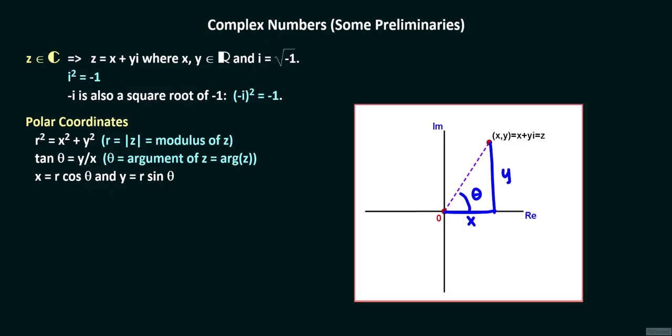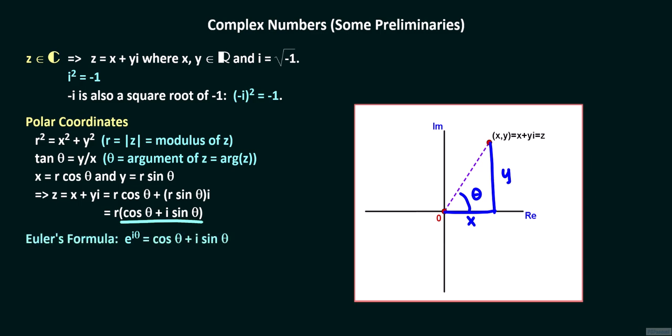Therefore z, or x plus y times i, equals r times cosine theta plus r times sine theta times i. And we write this as r times the quantity cosine theta plus i times sine theta. We cannot stress enough the importance of the quantity cosine theta plus i times sine theta. The quantity cosine theta plus i sine theta is actually equal to the exponential of i times theta, or e raised to the power i times theta.